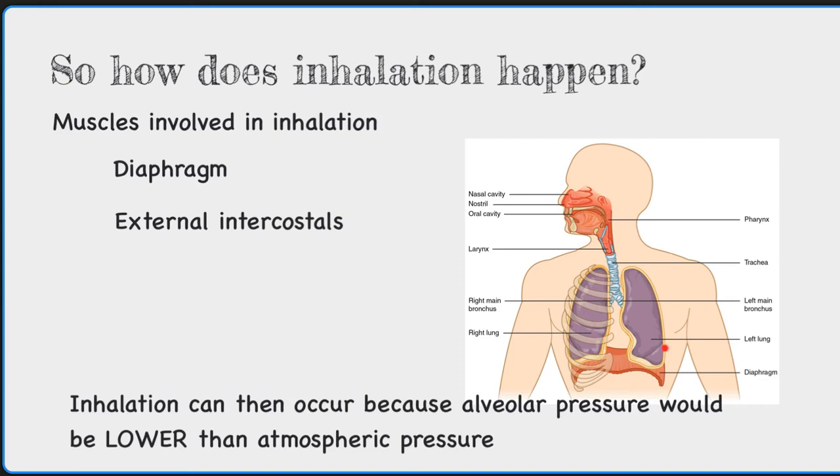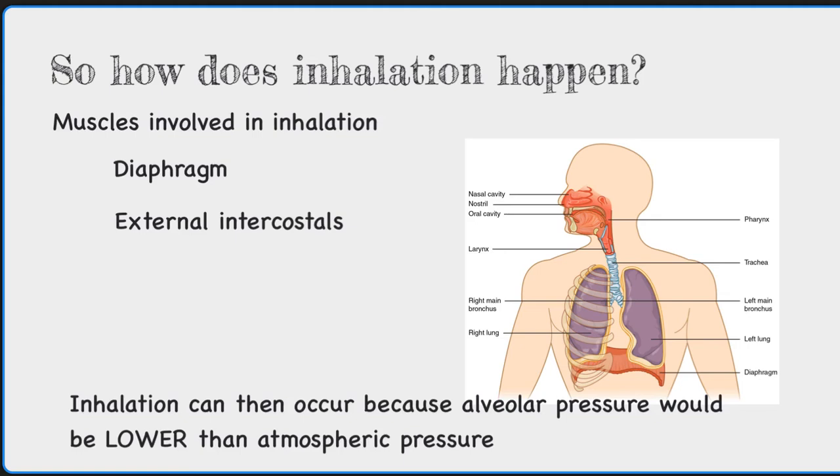So again, since this is a closed system, when we contract these muscles in inhalation and open up the volume in the lungs, increasing that volume in the lungs, we decrease the pressure within the lungs, and that allows atmospheric pressure to come in during inhalation. There are also accessory muscles, but during normal quiet breathing, those accessory muscles don't contract. They are used during inhalation that would be happening during forceful, deep breathing.